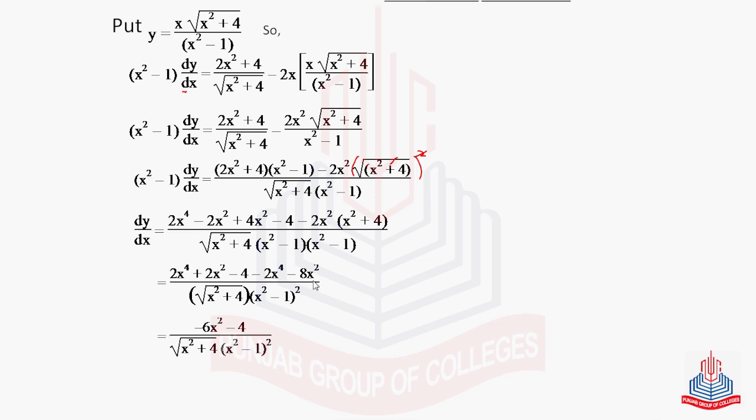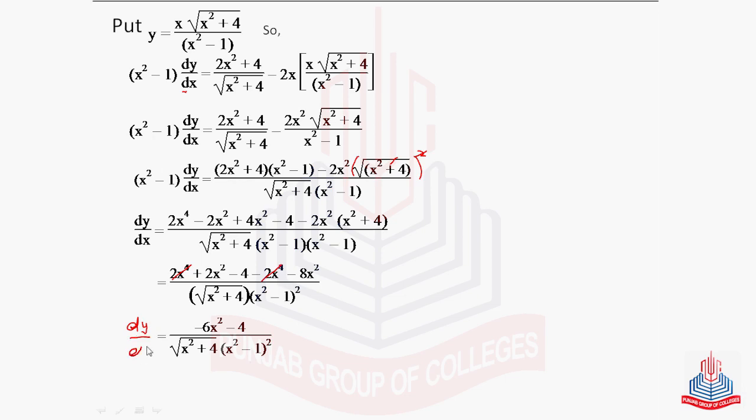2x^4 and minus 2x^4 will be cancelled out, 2x square and minus 8x square is actually minus 6x square, minus 4 divided by x square plus 4 and x square minus 1, this one is x square minus 1 and this one is x square minus 1, both have the same basis, so that will become x square minus 1 whole square. So this is our final result dy by dx.